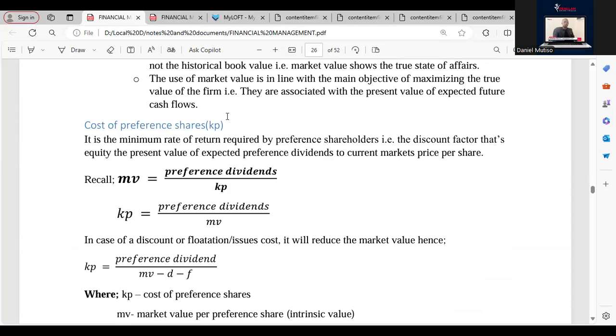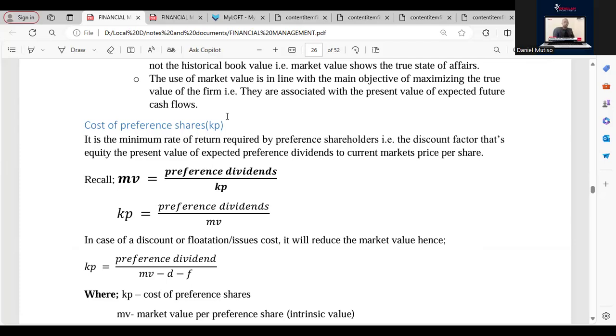In the Nairobi Stock Exchange and so on. So these shares are being traded at specific market prices. Now, when you look at this, we have been told the reason why you normally invest in shares: you want to get some minimum rate of return, right? You just want to get the minimum required rate of return from those investments. And that is why we are saying the discount factor that is going to be equating the present value of the expected preference dividends to the current market price per share.